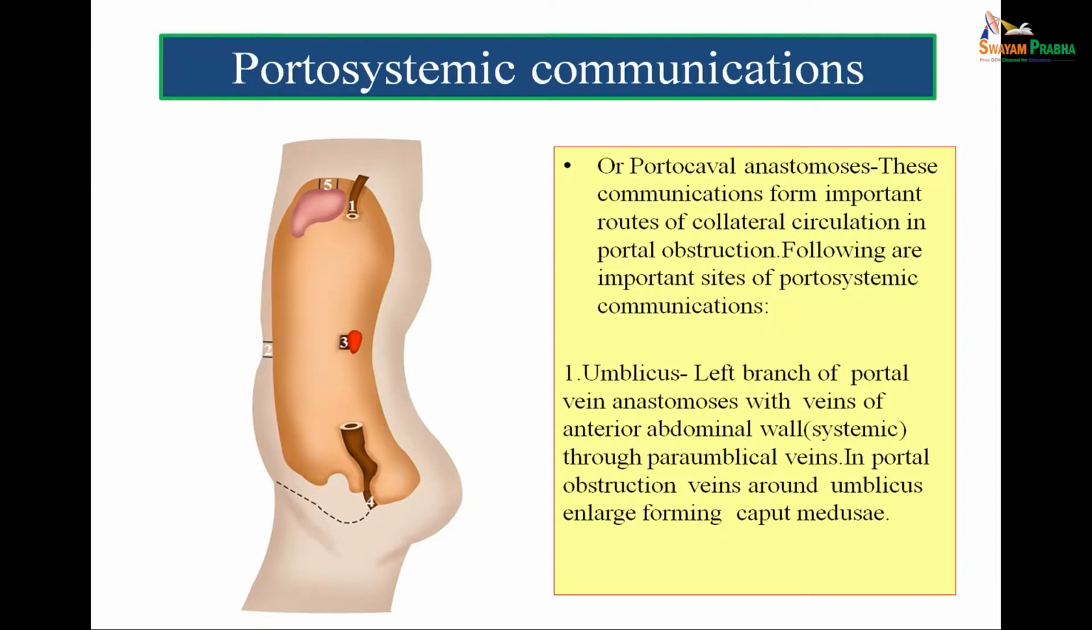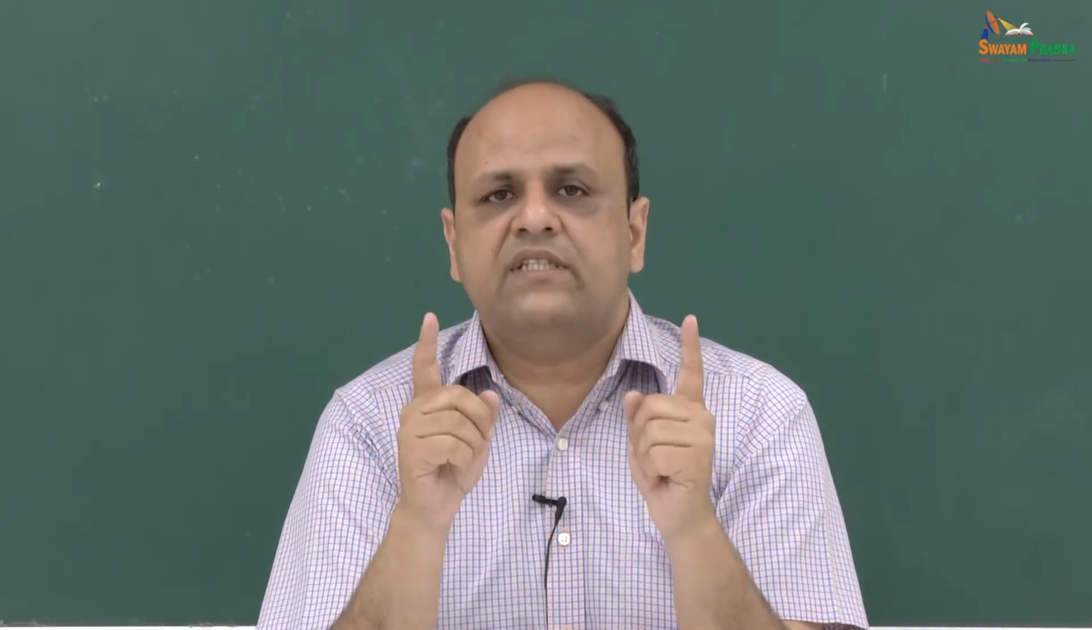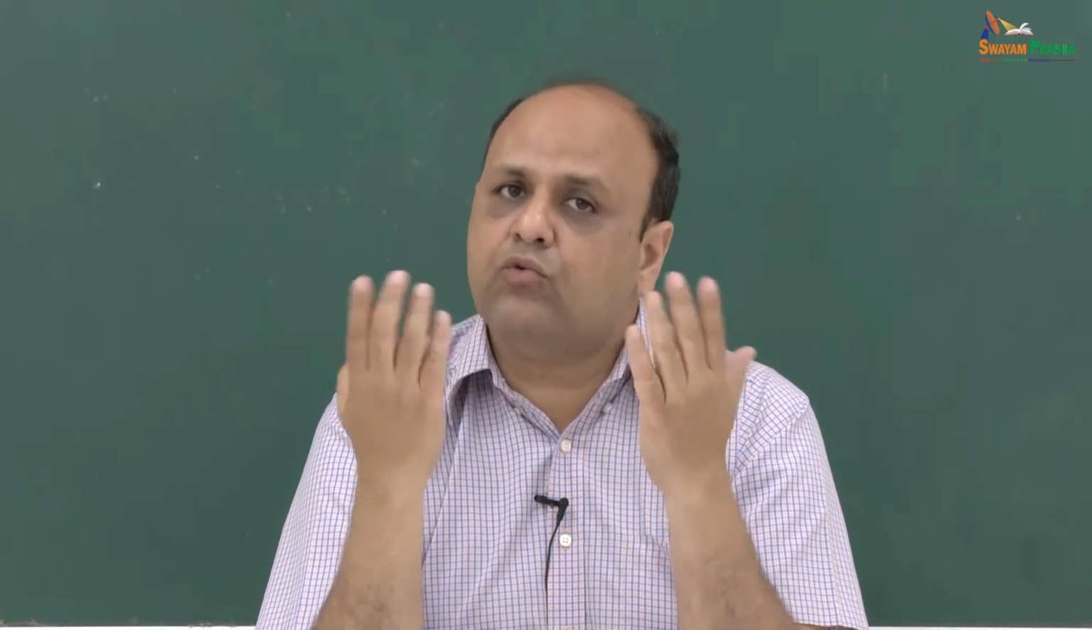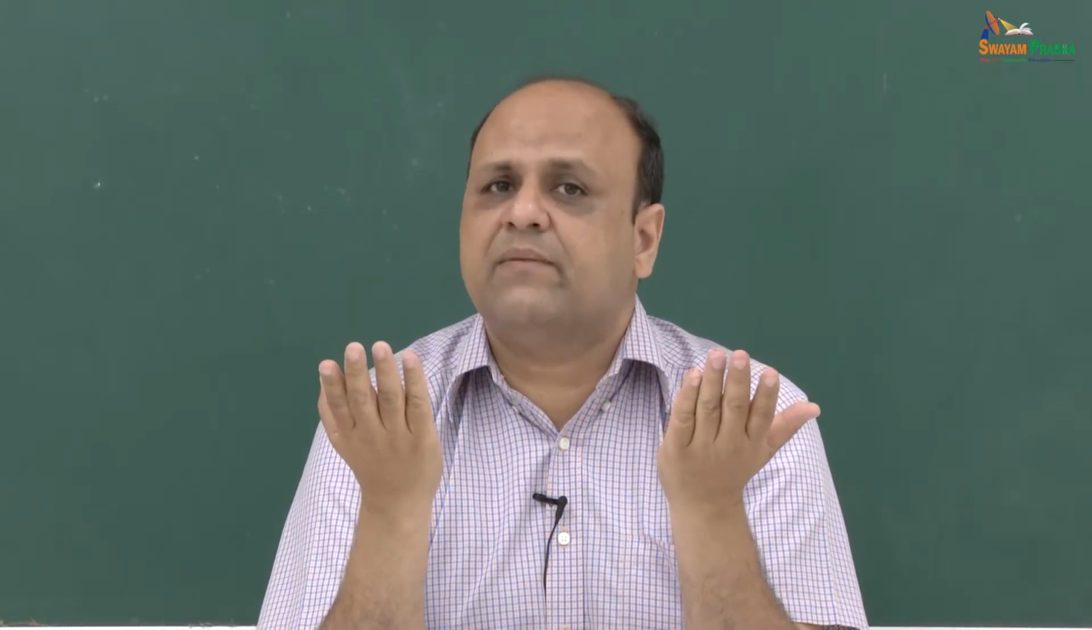So, now we come to the concept of portosystemic anastomosis. It is a concept which is very important to understand because this concept has clinical implications. In our body there are some sites where the portal system is anastomosing with the systemic system. Now, there are two different systems, portal system and systemic system. Portal system refers to the portal vein, that means it is draining the abdominal part of the alimentary tract, gallbladder, pancreas and spleen.